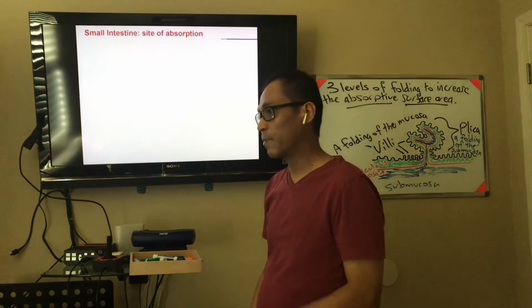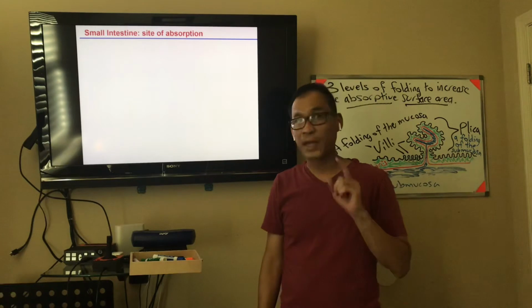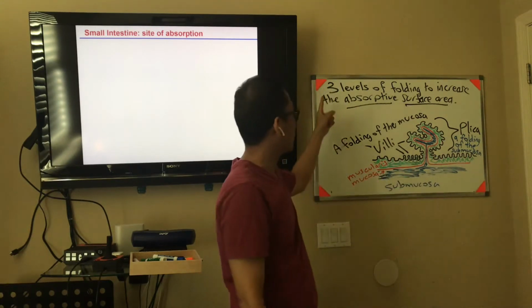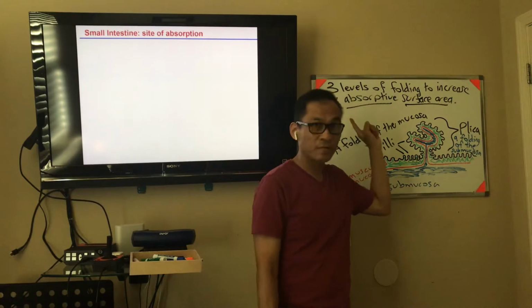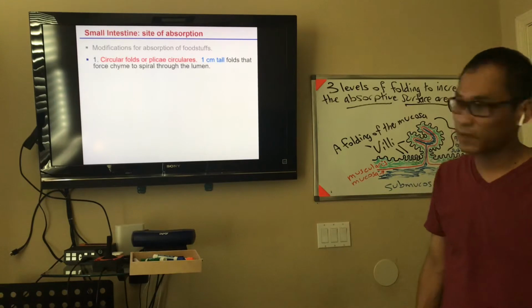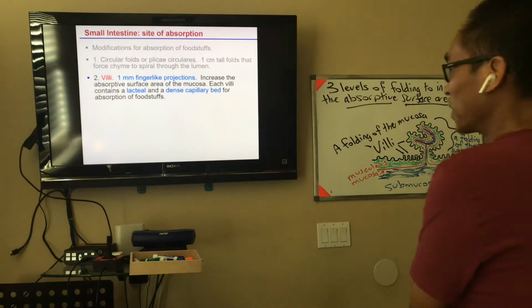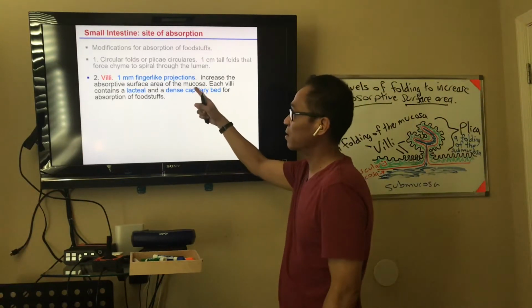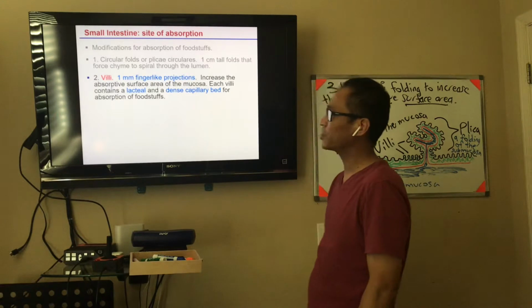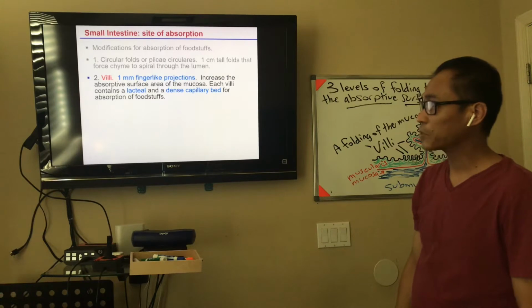The main job of the intestine is absorption, and it's highly modified to absorb by increasing its surface area. You have 3 levels of unfolding to increase the absorptive surface area, and I'll explain this picture in a minute. The modifications for the absorption of foodstuffs include the plica, which are circular folds that you can see with the naked eye. The villi, now you're starting to get microscopic, but it's a folding of the mucosa. They're like 1 millimeter finger-like projections. Maybe you could notice that if you look carefully enough, but really you see it under the microscope much better.